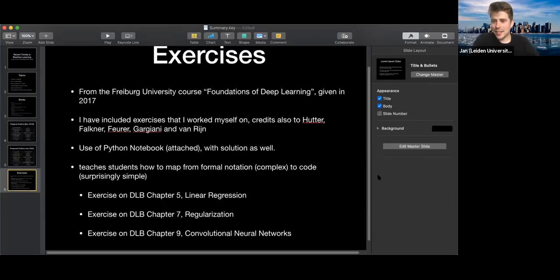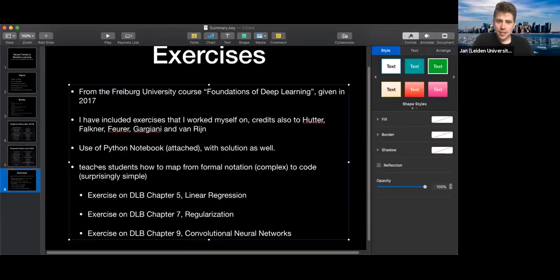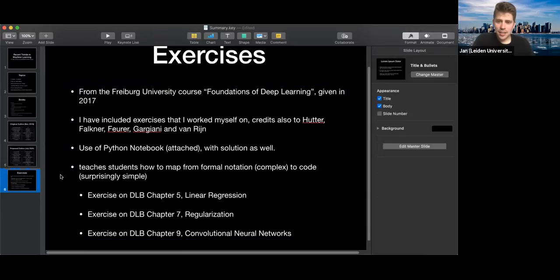This slide you said that teach students how to map from formal notation to code. You check and correct. You correct student by code only, or how to evaluate your student?